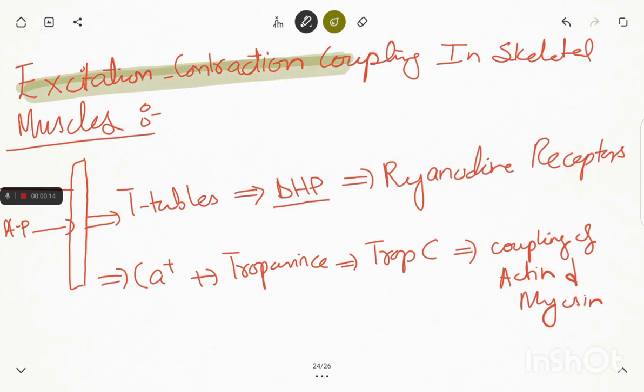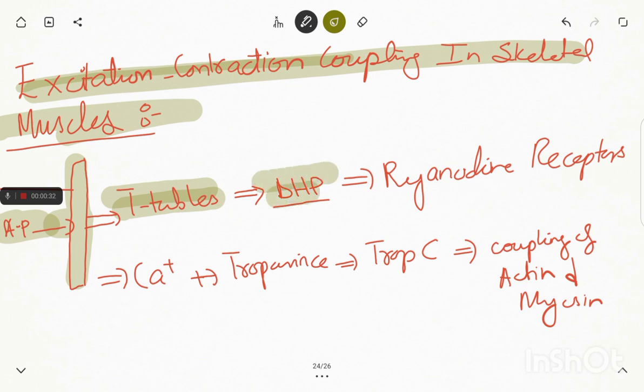So what is excitation contraction coupling in skeletal muscles? The action potential arrives at the sarcolemma. From the sarcolemma, this action potential or depolarization is carried by T tubules. Depolarization of T tubules will cause conformational change in dihydropyridine receptors. These dihydropyridine receptors will affect ryanodine receptors of the sarcoplasmic reticulum. As they affect the ryanodine receptors of the sarcoplasmic reticulum, it will release calcium.